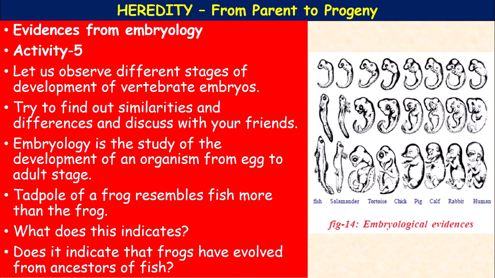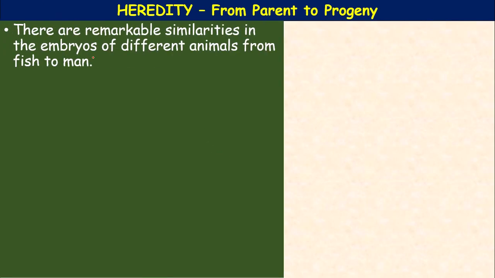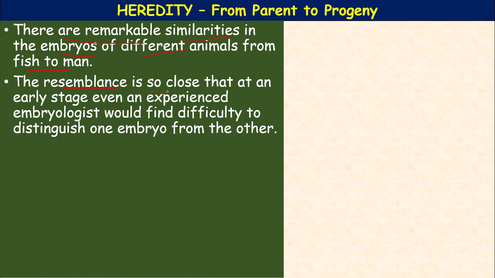Definitely. You can see the embryological evidences here: fish, salamander, tortoise, chick, pig, calf, rabbit, human. These are the embryos of different organisms. See the developmental stages, the changes, how the different organs are finally formed. There are remarkable similarities in the embryos of different animals from fish to man. The resemblance is so close that at an early stage even an experienced embryologist would find it difficult to distinguish one embryo from the other.